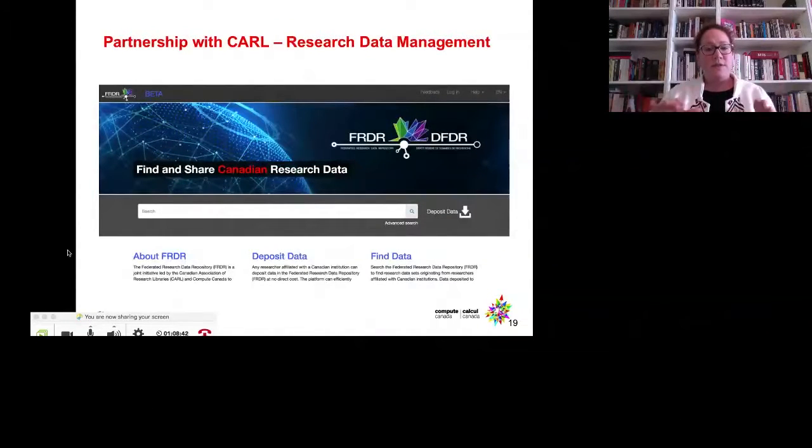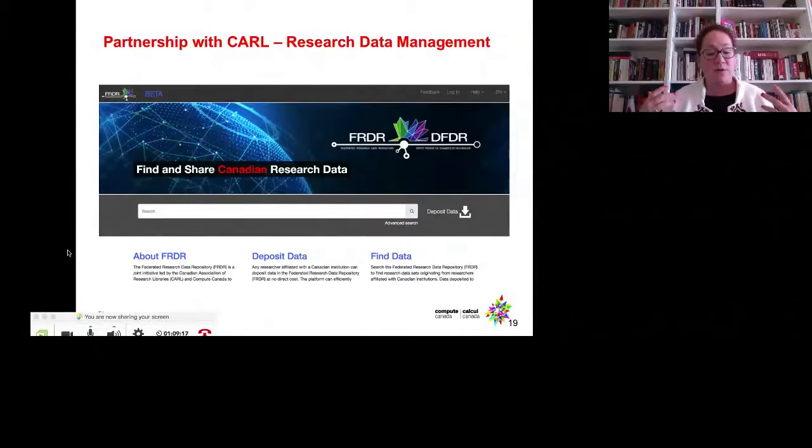So going through some specifics on a couple of things that I mentioned a moment ago, research data management, the partnership with CARL, which is the Canadian Association of Research Libraries. As data volumes grow and data storage is not enough, data management is really needed. And as I said, the granting councils have published a statement on research data management principles. It was soon to become a major part of your funding application.